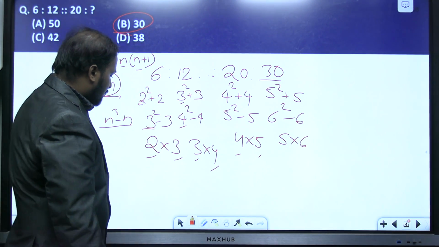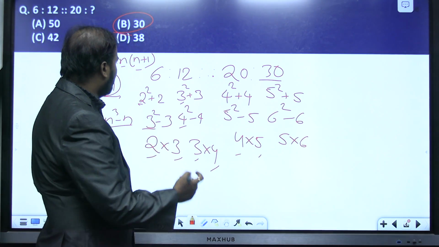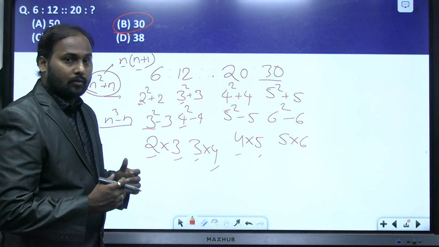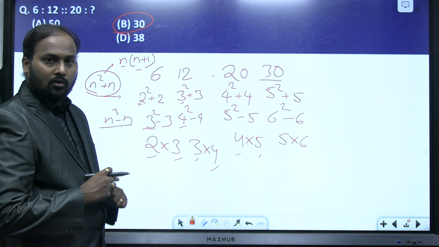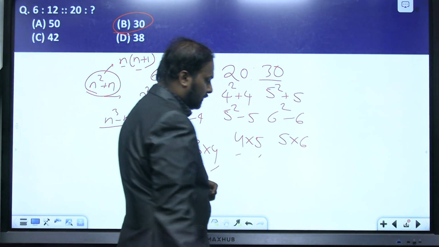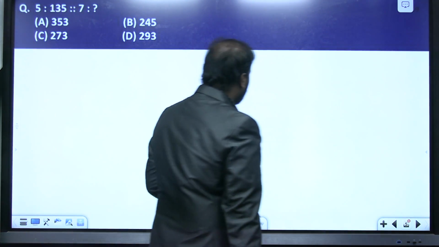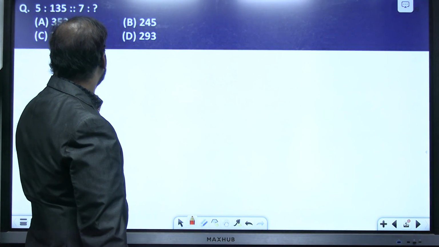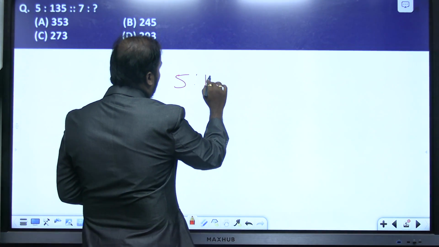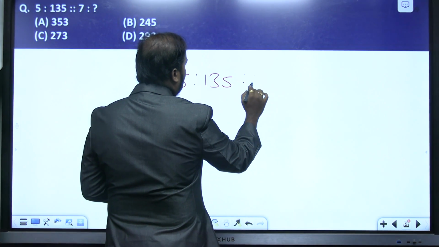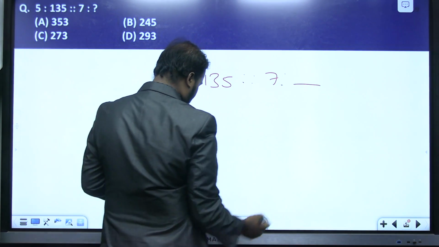Okay. So in this case, for any one question, you will have different ways of solving the question. You can approach any method to solve this question. Okay. Now we'll see one more question. It is like 5, 135, 7, how much? So 5, 135. Similarly, 7 is how much he is asking.